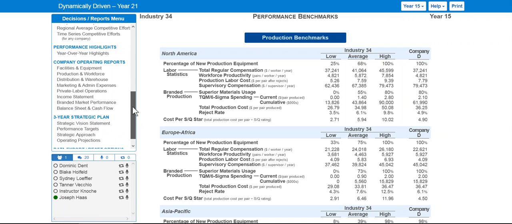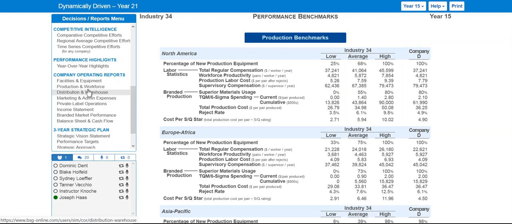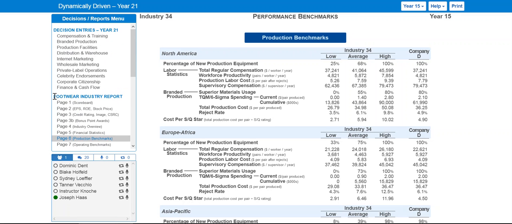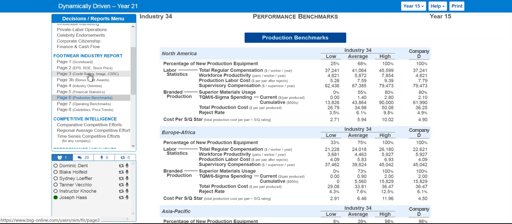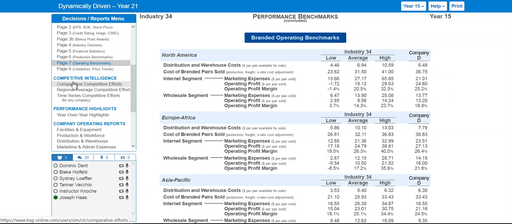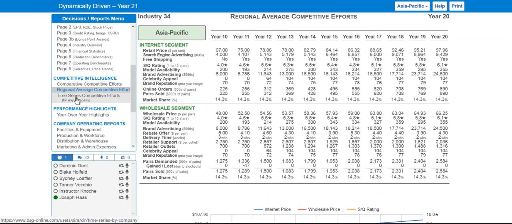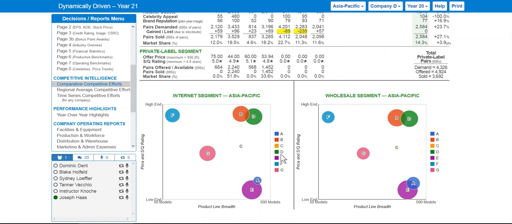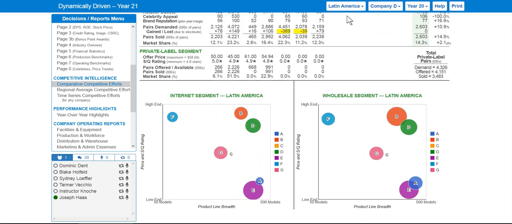Alright, so hopefully you guys are familiar with the FUR report. That's the footwear industry report. That's what we've been looking at. That has all of the results. The competitive advantages has three screens, but the most important one is this first one. That's the one that has the quadrants for each region.